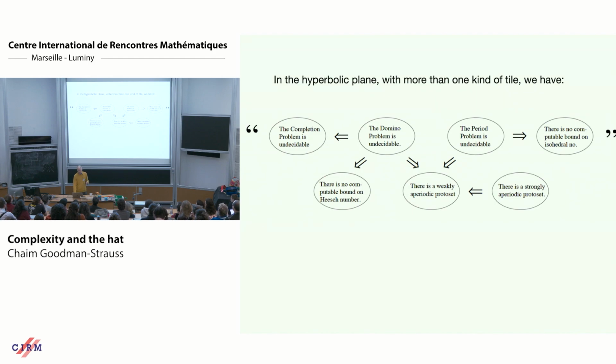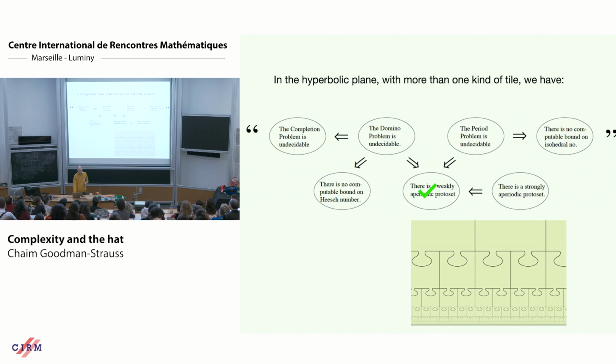In the hyperbolic plane, we have a number of interesting results. So a weakly aperiodic protoset is this one, and it's here. You just chop these up, more or less, so each tooth gets its own tile. And this would be a non-periodic tiling of the hyperbolic plane, which is pretty cool. I mean, I can hold it.